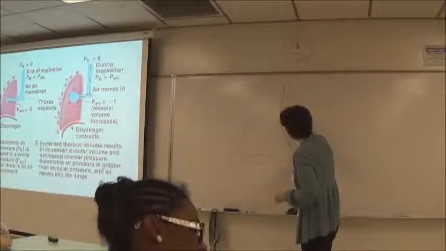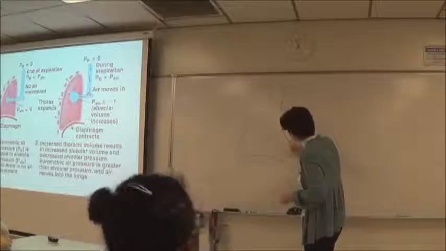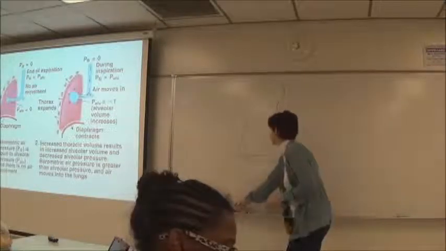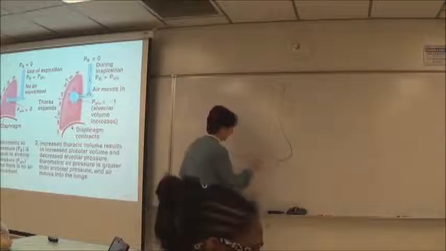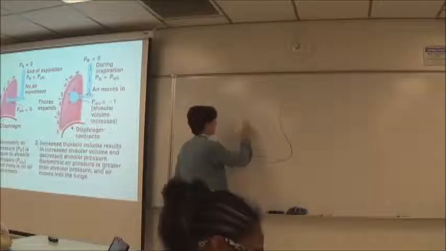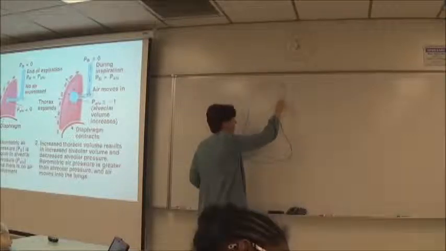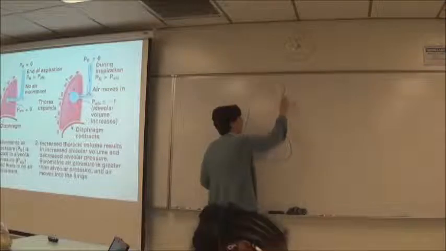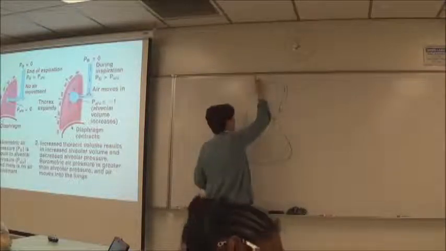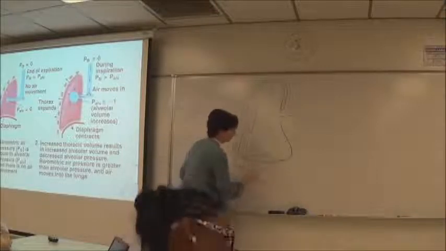Then we have our visceral pleura. And you're familiar with this by now. It's a simple squamous epithelium attached to the surface of the lungs by loose, irregular connective tissue. And then we have the parietal pleura, which is attached to the body wall and to the diaphragm.